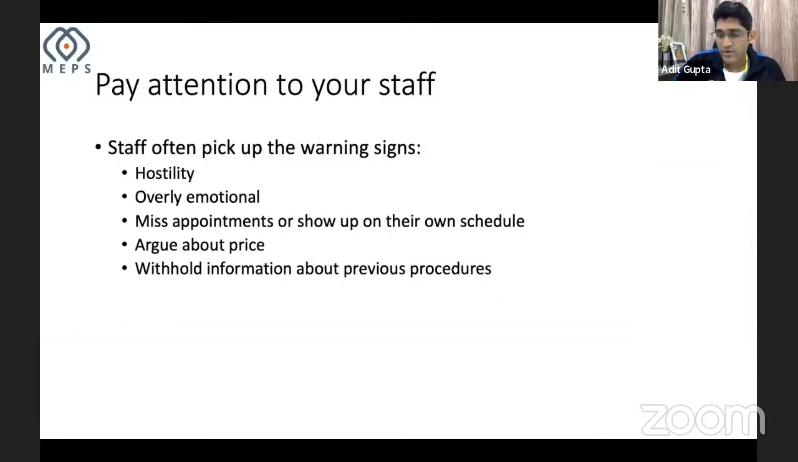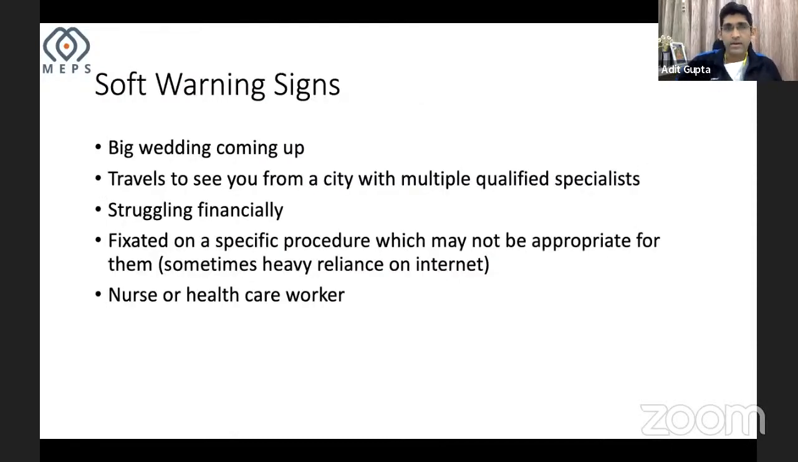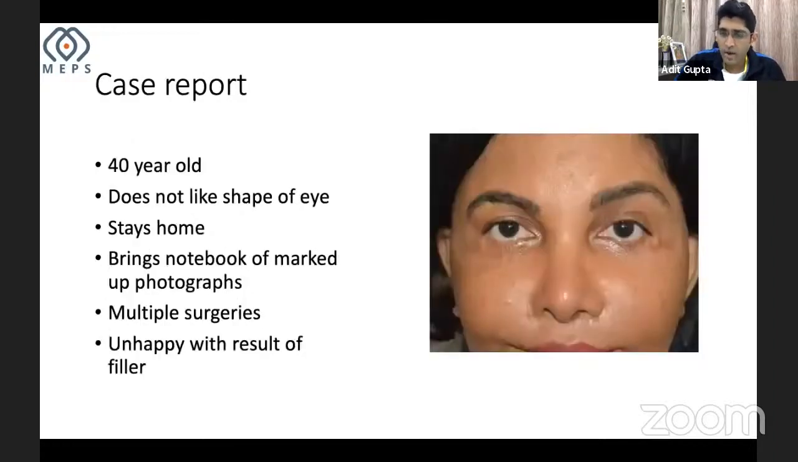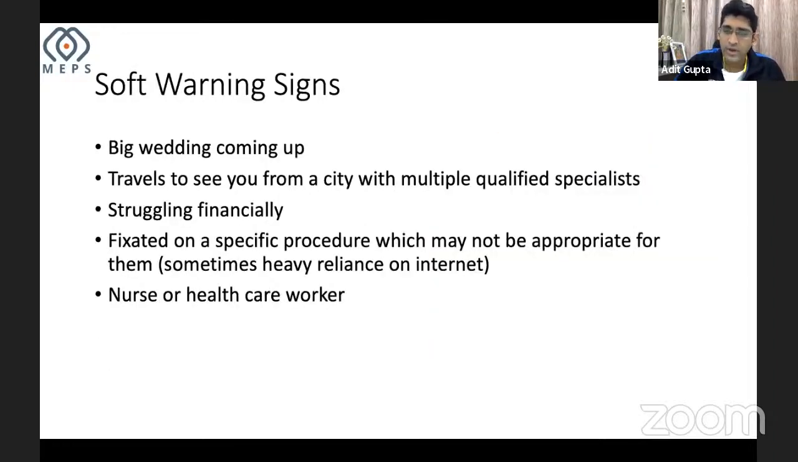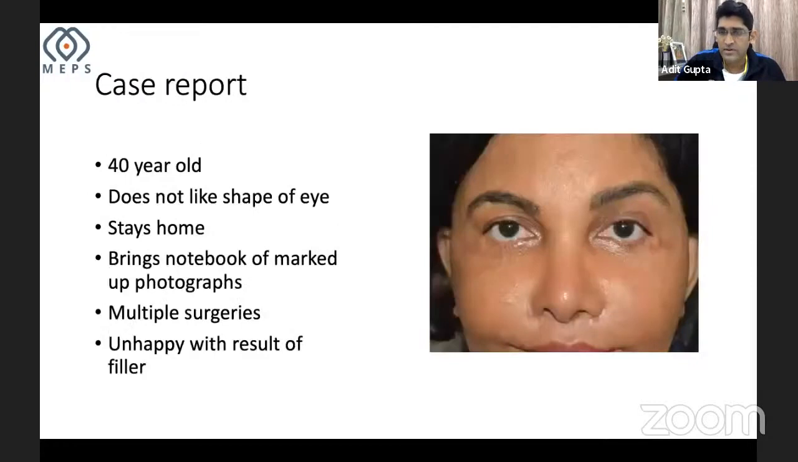You also pay attention to your staff because staff is your best friend. They tell you how the patients behaved with them in the clinic. And then there are certain soft warning signs where the patient tells you that she has a big wedding coming up next week, or talks about finances all the time, or is fixated on a specific procedure which might not be appropriate for them. So all these things are the psychological aspects of how to decline and when to decline a patient. These are the aspects where you don't want to choose these patients for your procedures.